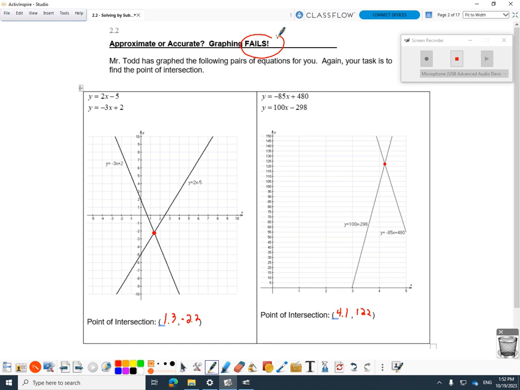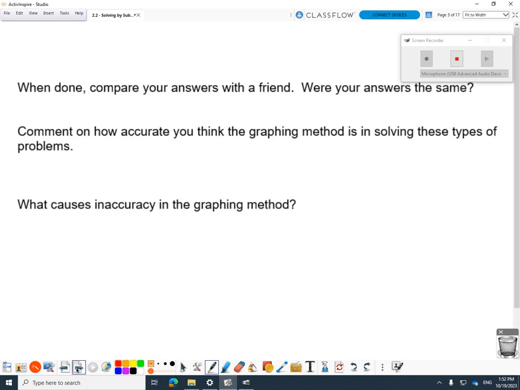Yesterday, I made them all work out. You're thinking back to yesterday and going, this wasn't a problem yesterday. I rigged them all up. I made them all work out beautifully. Generally in life, things don't work out beautifully. Okay? So what did I say in the note here? Let's take a look. When done, compare your answer to the friend. Were your answers the same?